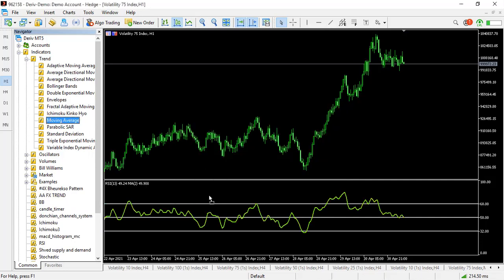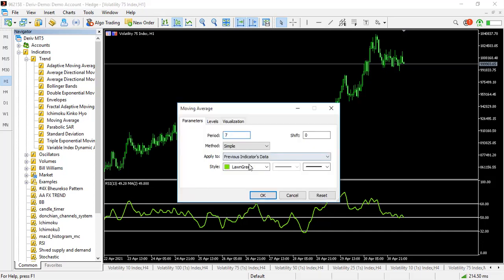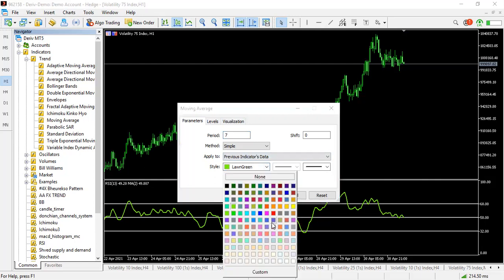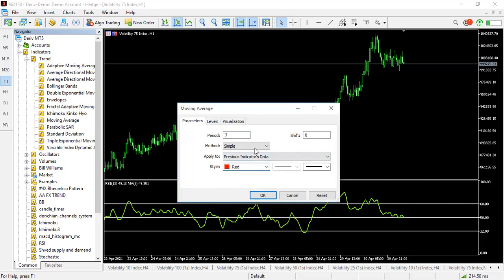So you drag the second one here. You make that 7. Then I make this one red. Okay, then the same settings, simple, then apply to previous data, then click OK.